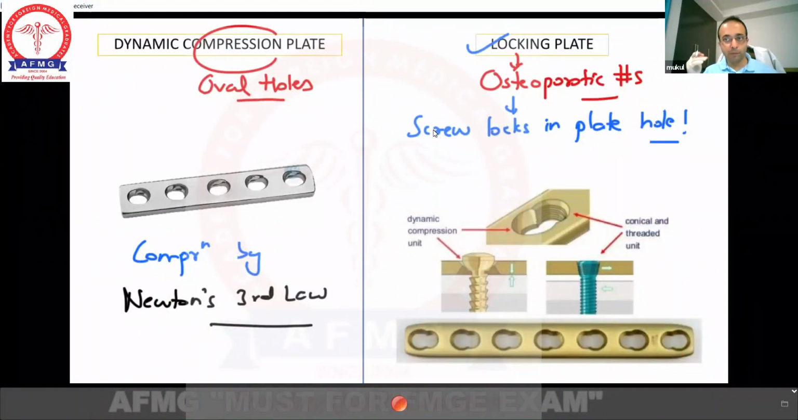So are you clear about the implants in orthopedics, guys? Or is there a query? Clear with the message? Just an overview.